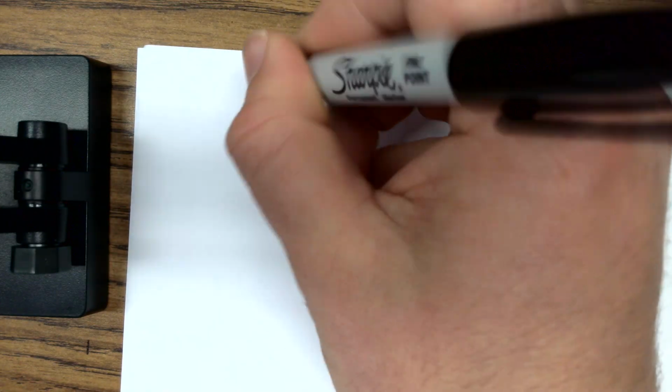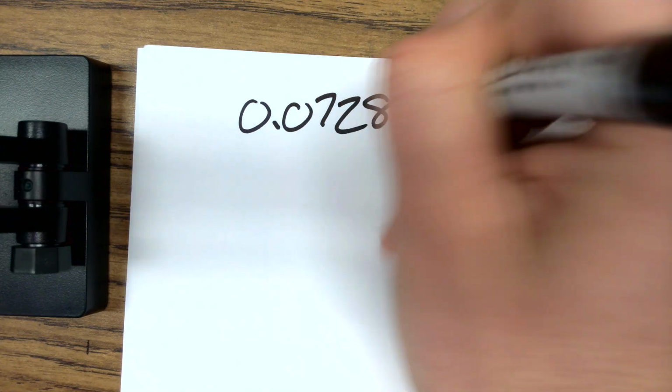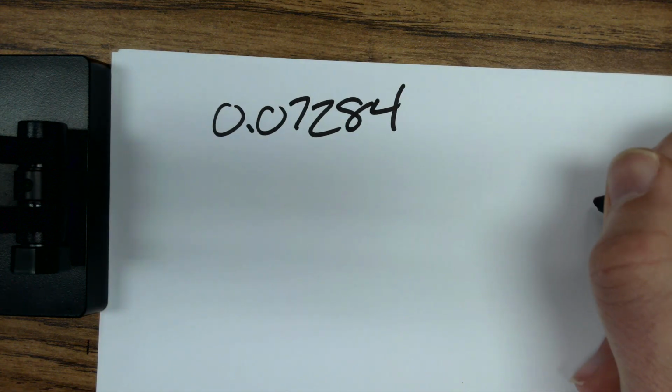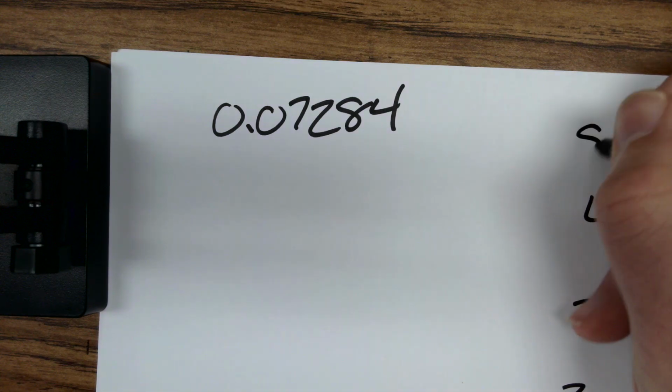All right, let's look at 7 then. Number 7. We have a number, 0.07284. I need to round this number to 4 Sig Figs, 3 Sig Figs, and then 2 Sig Figs.